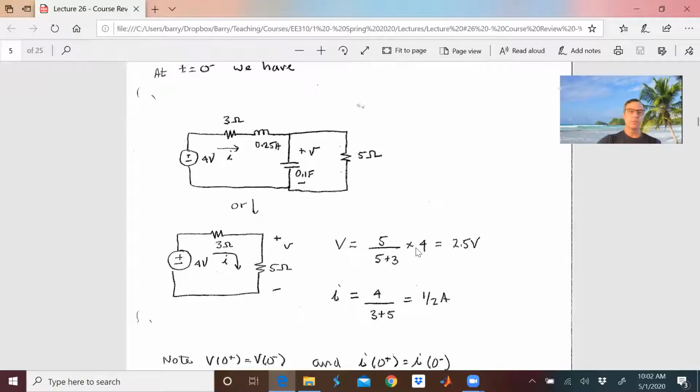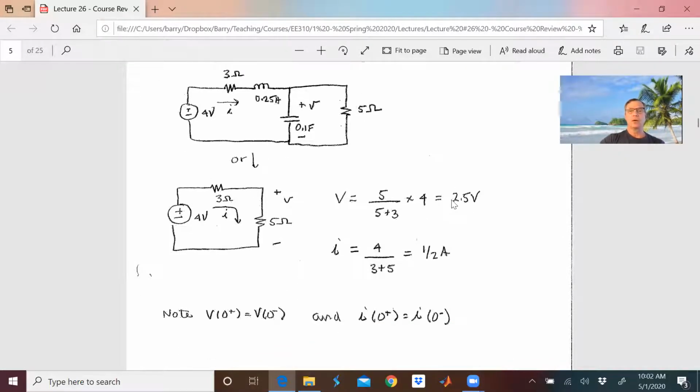And so now we can figure out a few things. We know that we have 2.5 volts right here. And this is a good reason for leaving the capacitor in, because V at 0 plus is going to be equal to V at 0 minus. In other words, we're not going to change this voltage at t equals 0 because the capacitor will keep the voltage the same. So also, I know that this current I at 0 plus is not going to change. Why is that? Because it goes through that inductor, and we can't change the current through that inductor quickly.